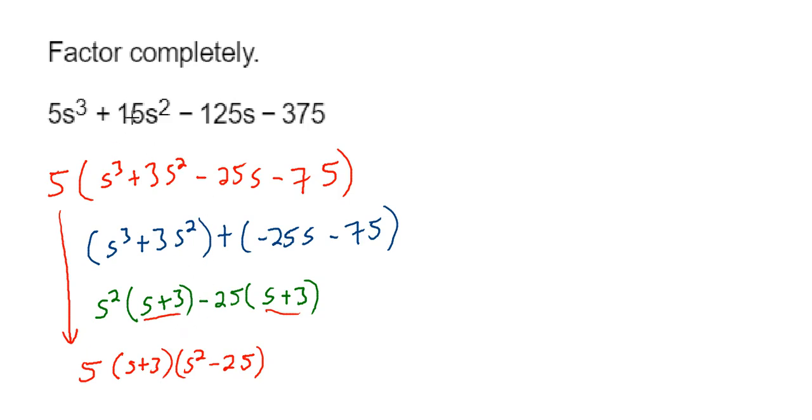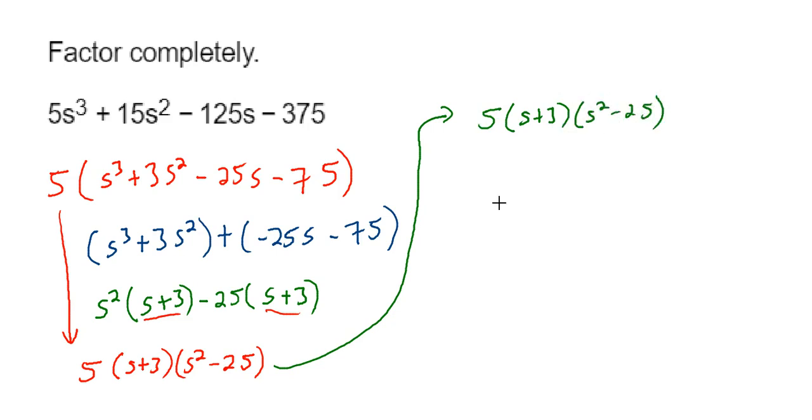Then we did factor by grouping because there were 4 terms. So that's how I know to do factor by grouping. And I get to this point. So I've done 2 layers of factoring so far, and I'm still not done because this can be factored again. We have 5 times s plus 3, and then s squared minus 25. I'm just going to copy it again up here so I can finish the problem.